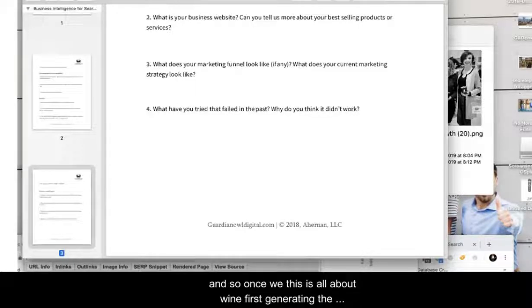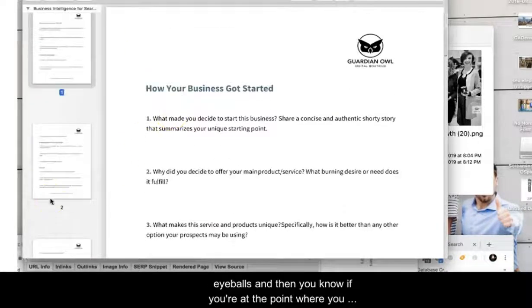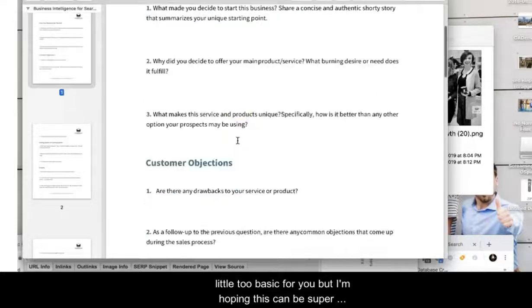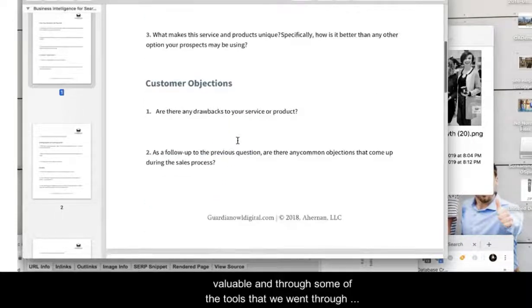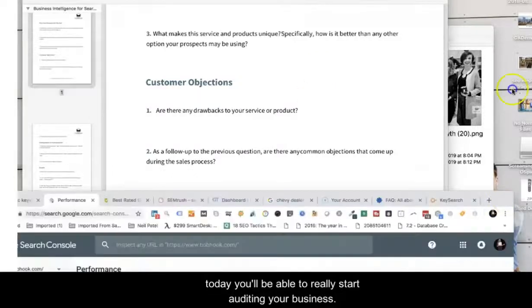This is all about first generating the eyeballs. And then, if you're at the point where you have the eyeballs and you're just not generating the leads, then this 7-week course probably is a little too basic for you. But I'm hoping this can be super valuable. And through some of the tools that we went through today, you'll be able to really start auditing your business.